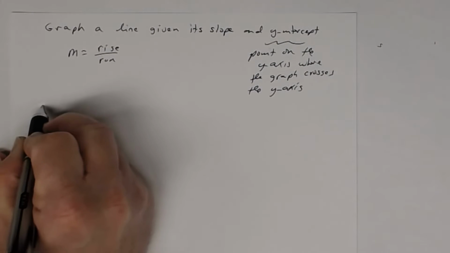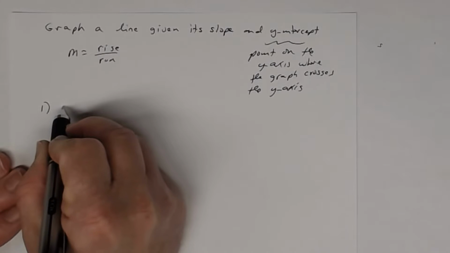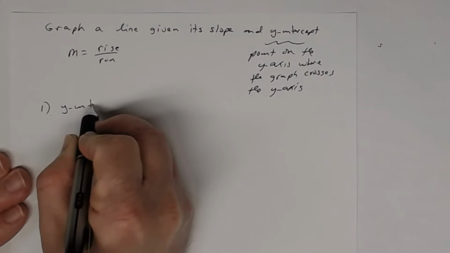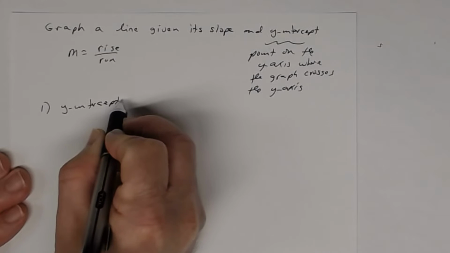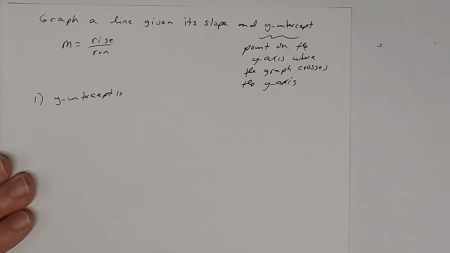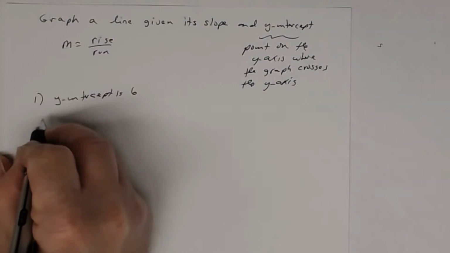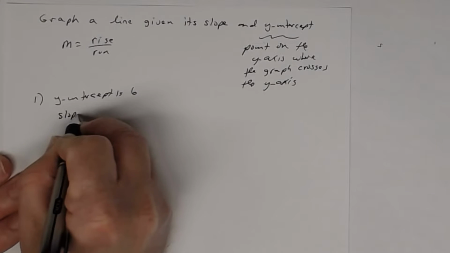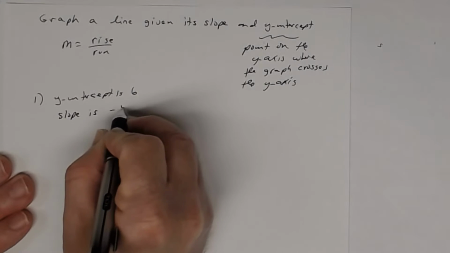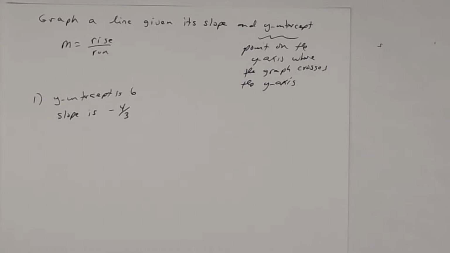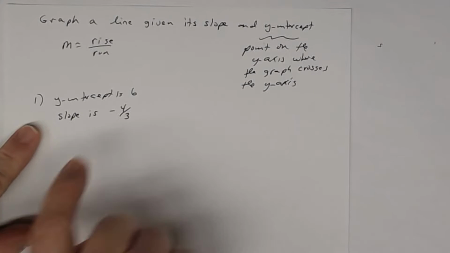So our first example, let's look at this one. Suppose that the y-intercept is 6, and the slope is -4/3. All right, so the y-intercept is 6 and the slope is -4/3. So I want to graph that line. I want to graph a line that has that intercept and has that slope.